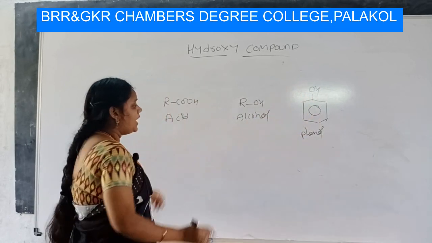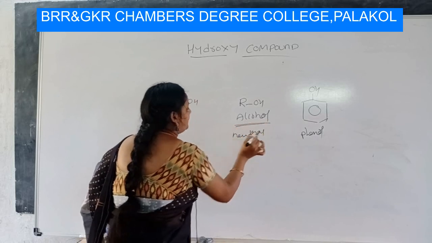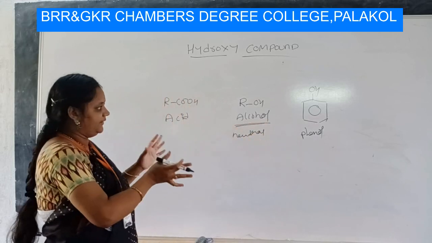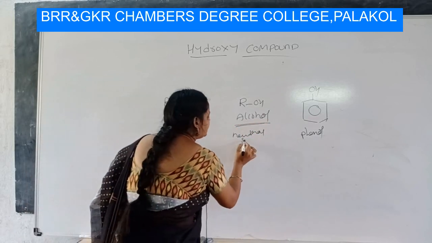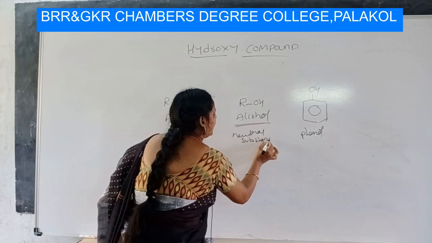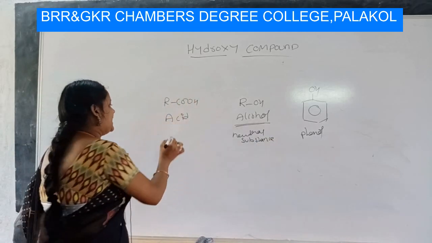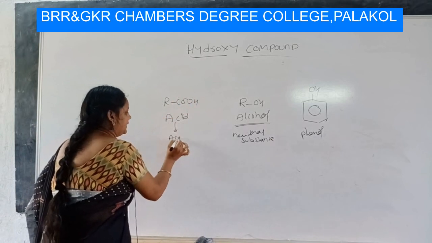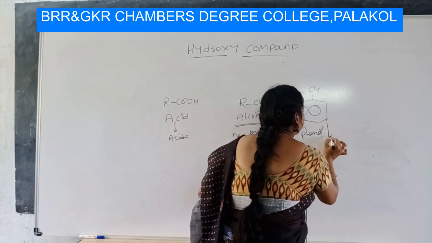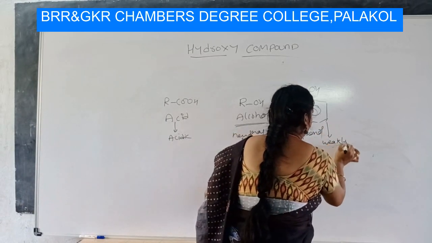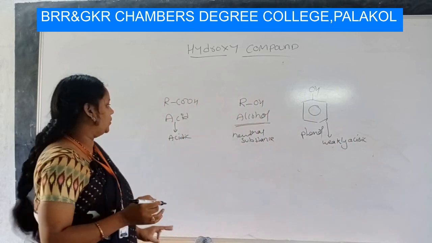Right, what happens? Alcohols are neutral substances. When you compare the acidity between alcohol, acid and phenol, alcohols are neutral substances. They are not acidic. Of course, carboxylic acids are acidic, whereas phenols are weakly acidic, right? Phenols are weakly acidic. Why is it so?